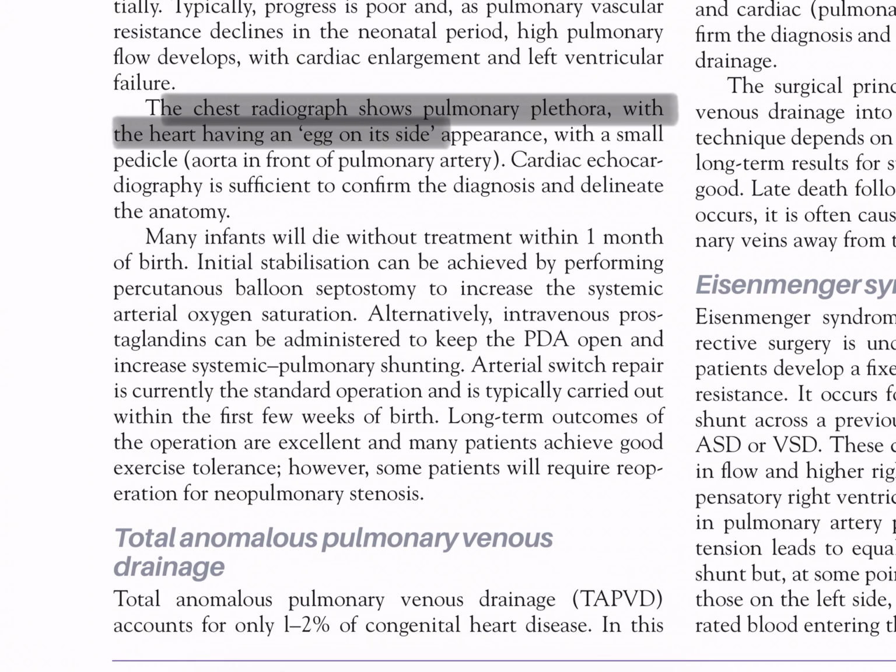Initial stabilization can be achieved by performing percutaneous balloon septostomy to increase the systemic arterial oxygen saturation. Alternatively, intravenous prostaglandins can be administered to keep the PDA open and increase systemic pulmonary shunting. Arterial switch repair is currently the standard operation and is typically carried out within the first few weeks of life.